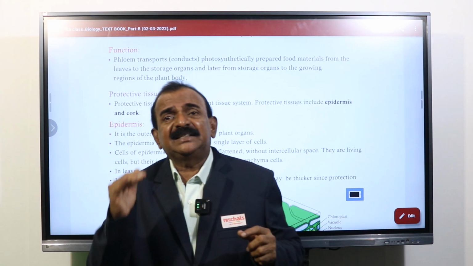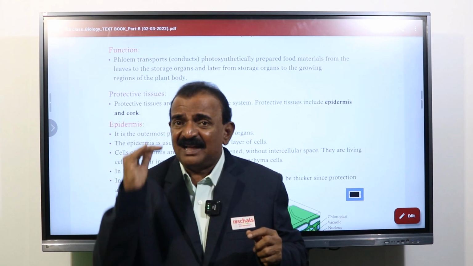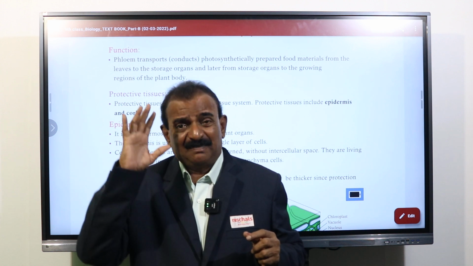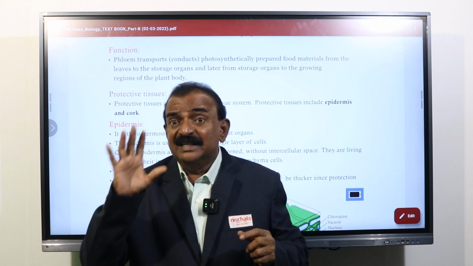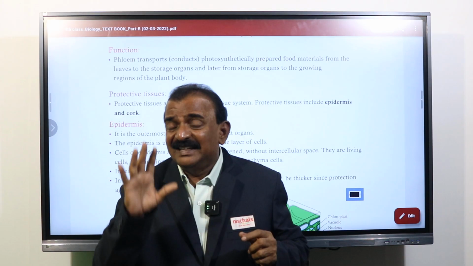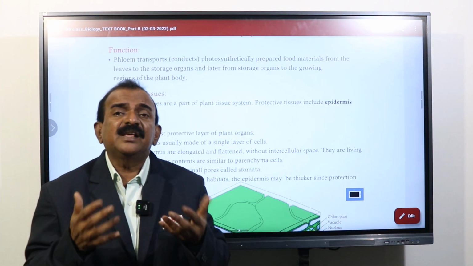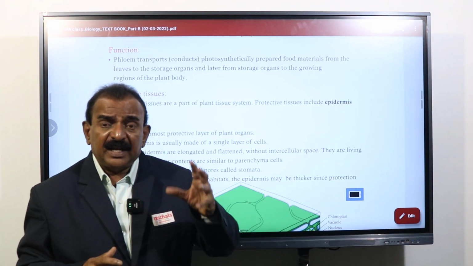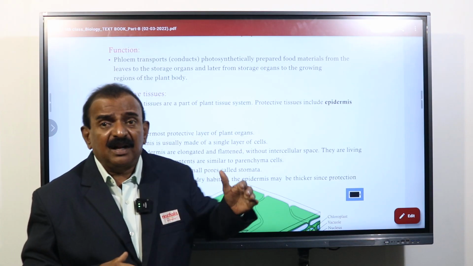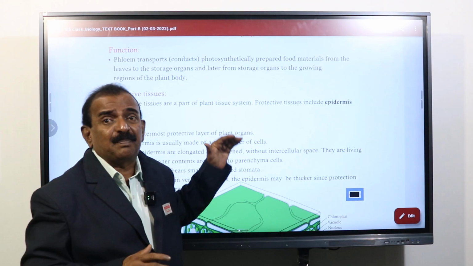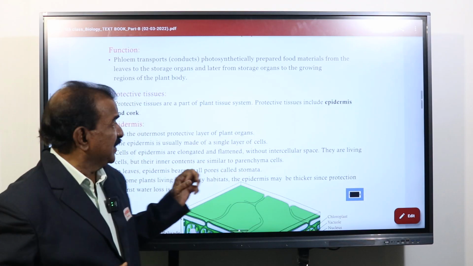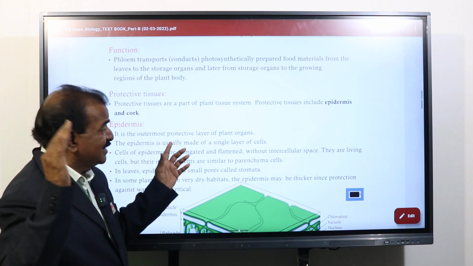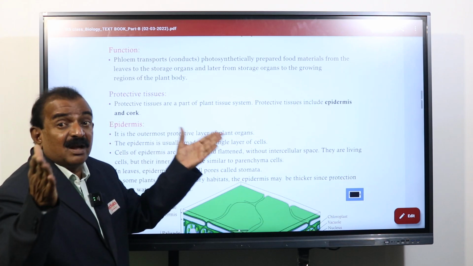These epidermal cells are elongated and flat. Intercellular spaces are completely absent, and they are living cells. They have all the components which we observe in the case of parenchyma, and these epidermal tissues are present in all parts of the plant body. Now I have read the passage. It is the outermost protecting layer of the plant organs.